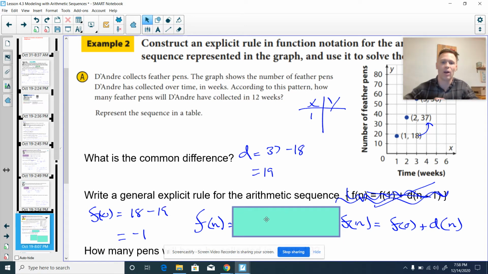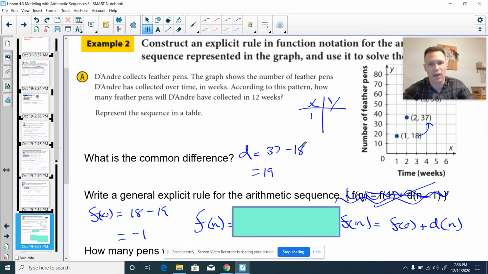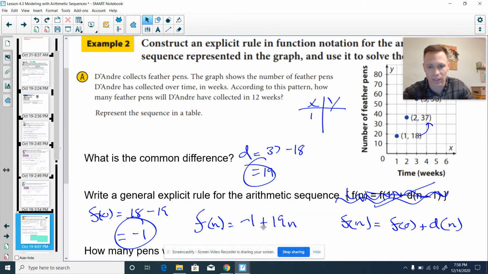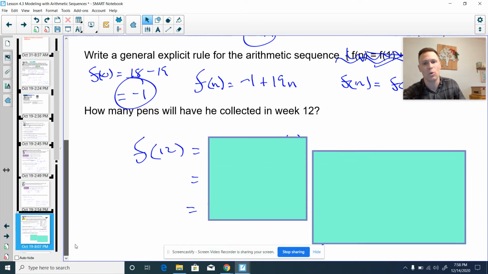Okay, all right. So now we have what we need to write our function, our explicit rule. We know our common difference is 19. We know that our first, or our 0th term, by the way, is -1. So we can write our explicit rule: f of n is equal to -1 plus 19n. All right, so questions about it now.